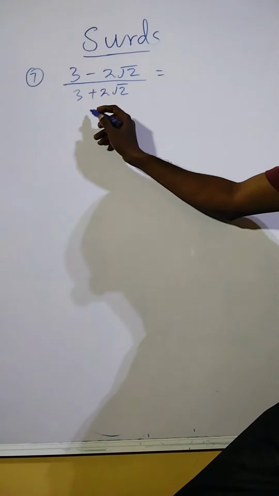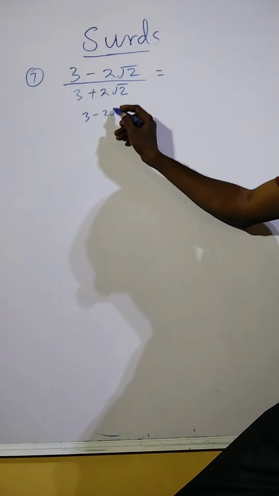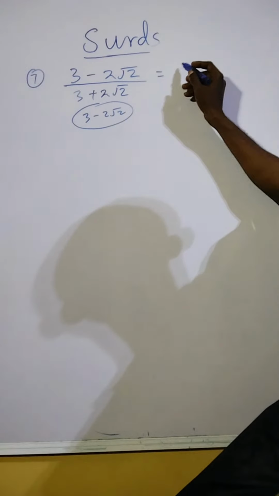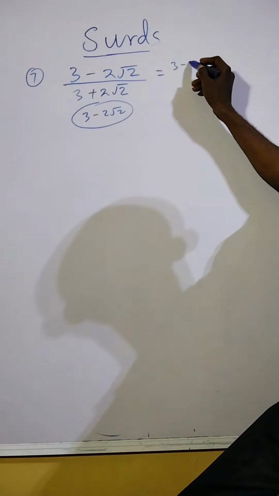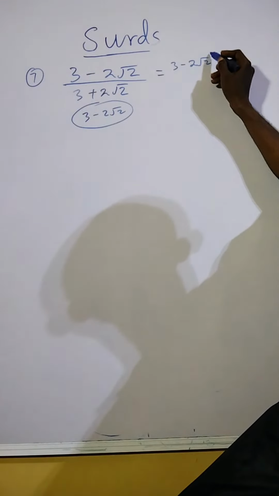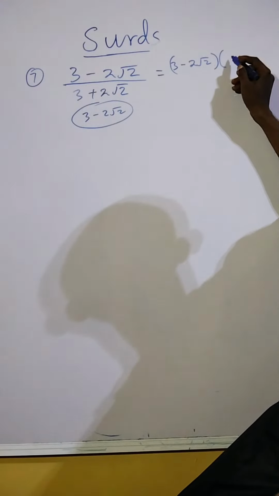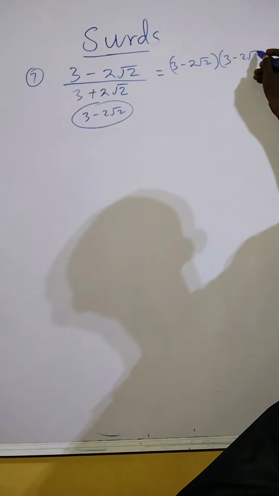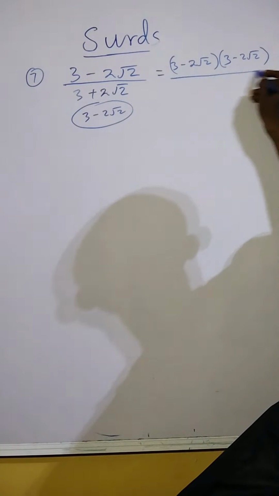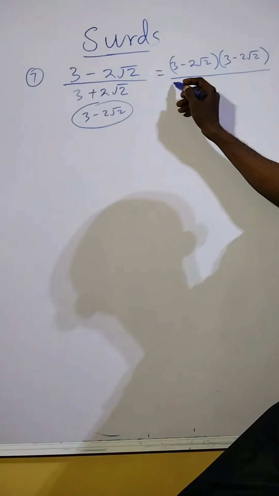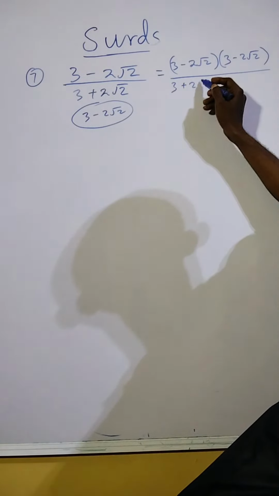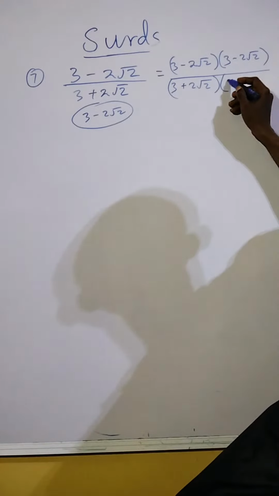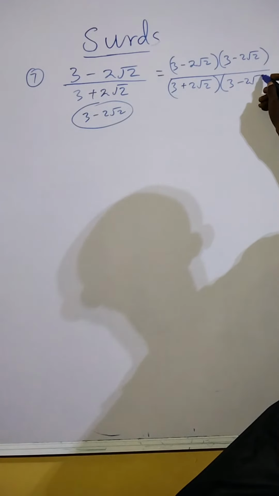The conjugate of the denominator is 3 minus 2 root 2. So use this now to multiply the numerator and denominator. So this now becomes 3 minus 2 root 2 multiplied by 3 minus 2 root 2, which is divided by, also this will multiply the conjugate. We have 3 plus 2 root 2, then multiply by 3 minus 2 root 2.